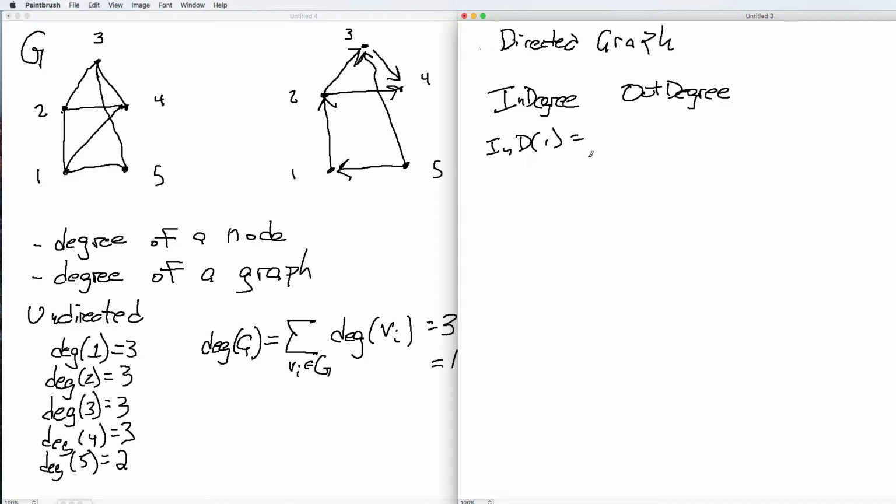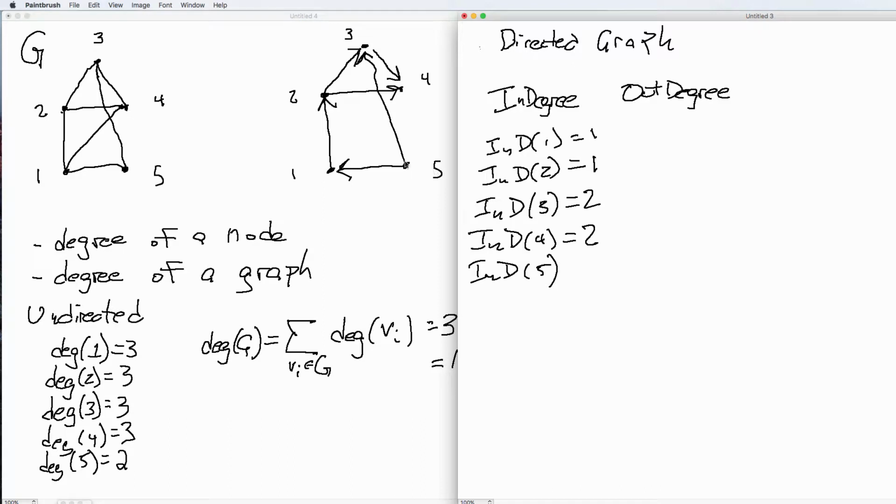And for example, if I come over here, I'm just going to say in degree of 1. Well, how many are coming in? There's just 1. And the in degree of 2 would equal, well, how many are going into 2? And that's just 1. And then the in degree of 3, into 3, I see 2 going into 3. And the in degree of 4, how many are going into 4? I see 2. And the in degree of 5, I don't see any going into 5, so that's equal to 0.